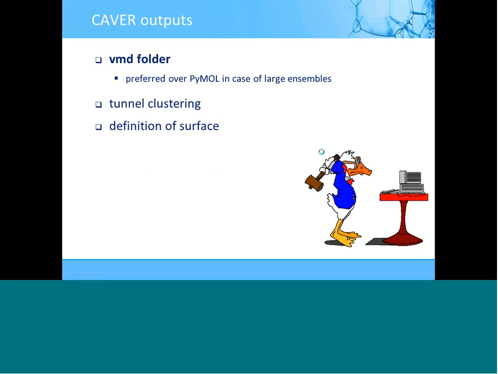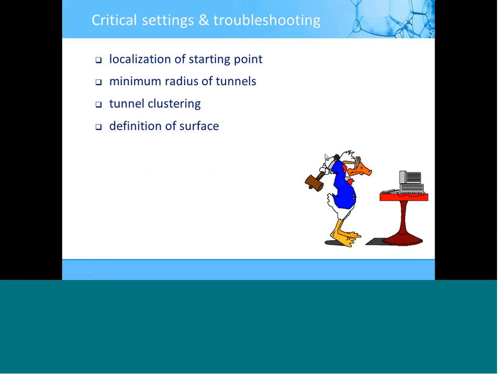So now we are getting to the last part, maybe the second half of the webinar, which will deal with 4 critical settings and some common pitfalls in using Caver. Basically it's all about where to start searching for the tunnels, how narrow the tunnels can be, what is the same tunnel and what is already a different tunnel, and finally where are the ends of the tunnels.